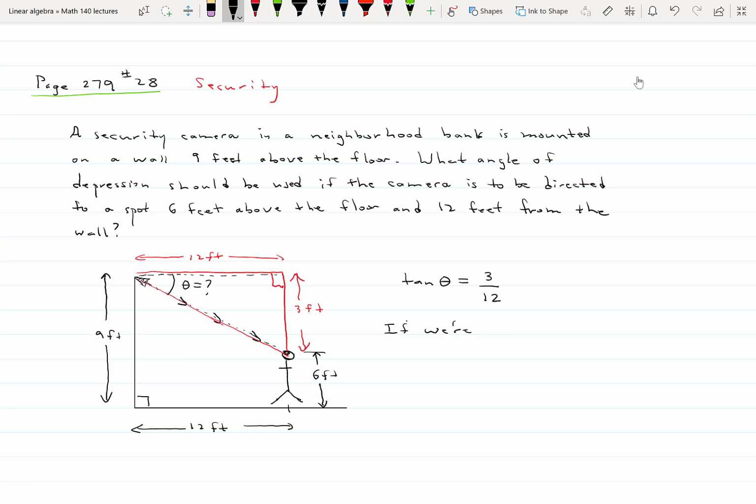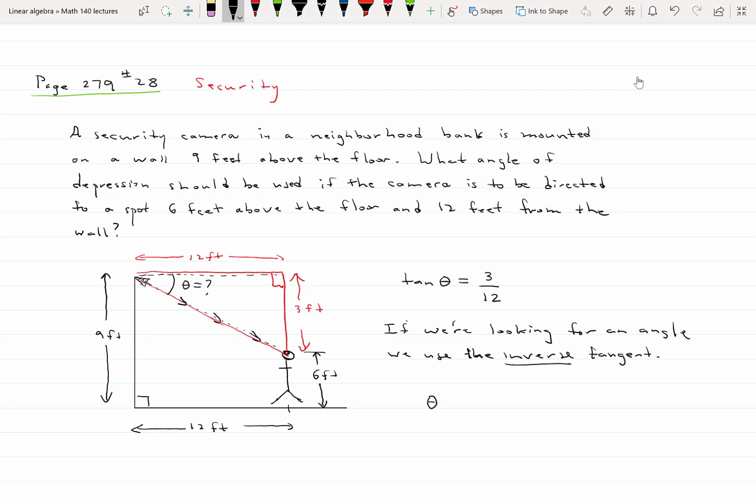If we're looking for an angle, we use what's called the inverse tangent, or the inverse trig function more generally. If I knew the angle, I would use the tangent. I'm doing the inverse of that, though. I don't know the angle. I'm looking for the angle. So I want to use the inverse tangent.